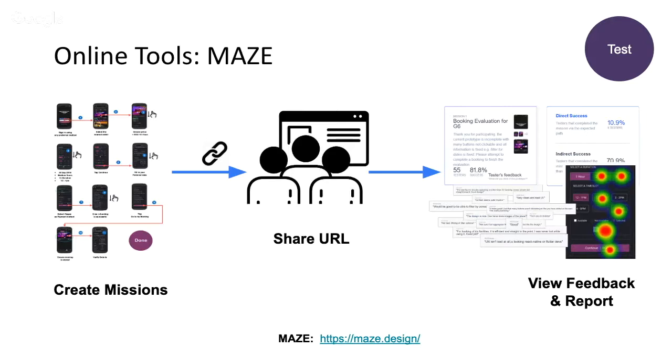Then indirect success is how many users navigate the wrong way, but in the end still manage to arrive at the end goal. You can even see things like feedback and also a click map. You can see where your users are clicking. The more saturated the color is, the higher the click rate. You can go and explore.